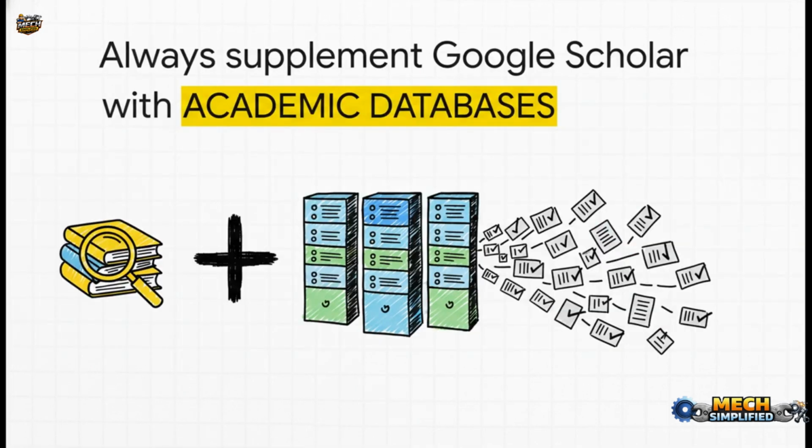And here is a super critical piece of advice. While Google Scholar is a great place to start, you should always supplement it with searches in academic databases like Web of Science. Why? Because those databases give you targeted access to key journal articles and conference proceedings that you might totally miss in a more general search.